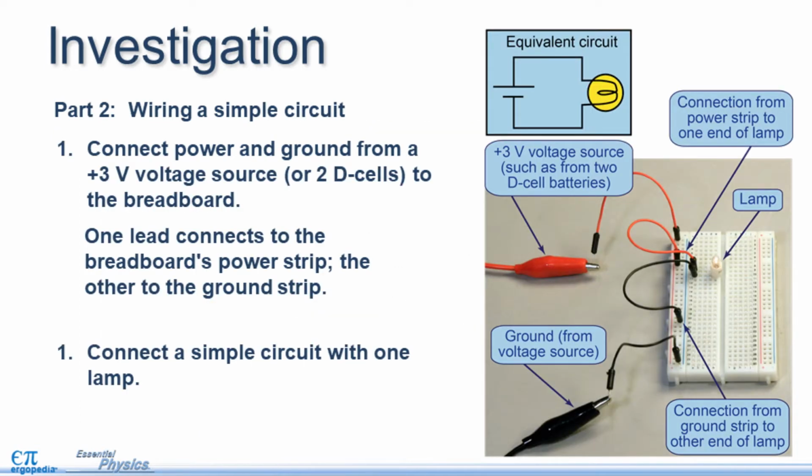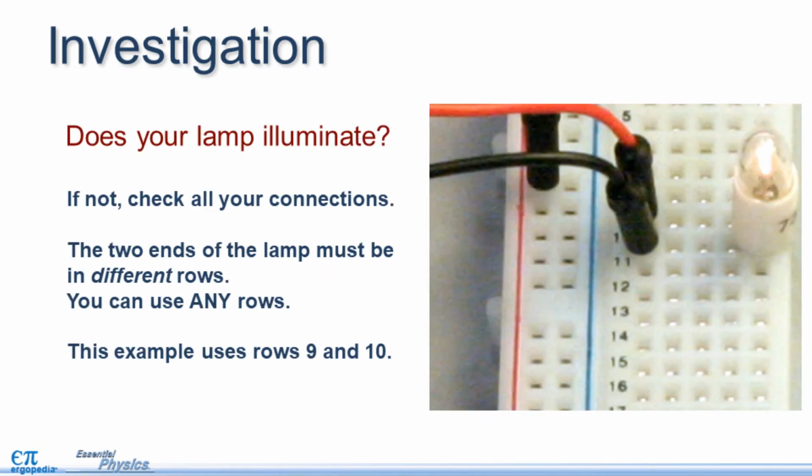In Part 2, you're going to wire a simple circuit. Connect the power and ground from a 3-volt voltage source, which is equivalent to 2 D cell batteries, to the breadboard. One lead connects to the breadboard's power strip, the other to the ground strip. Connect a simple circuit with one lamp. Does the lamp illuminate? If not, check all of your connections. The 2 ends of the lamp must be in different rows. You can use any rows. This example uses rows 9 and 10.